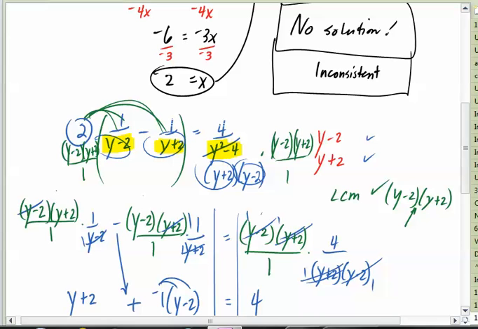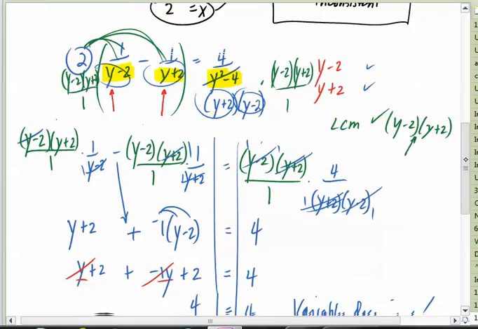What would I need to put in here so that there would be a zero denominator? What would the y value be so that the denominator would be 0? A 2, right? And what about right here? A negative 2. So guess what we have to toss?